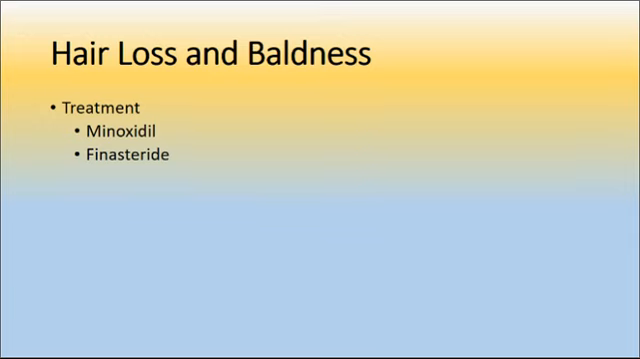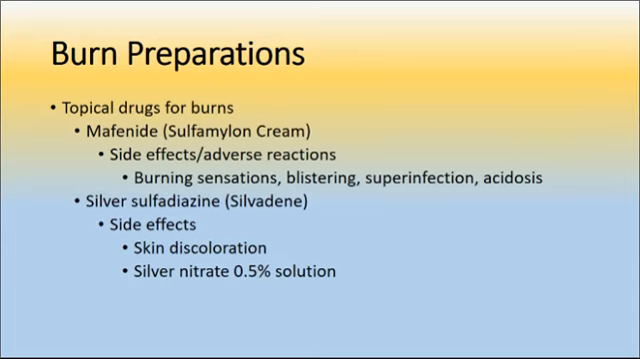Finasteride is an oral drug used for male baldness. Finasteride is one we talked about for BPH in previous chapters, but at the low dose it treats alopecia or hair loss in men only. Your text has a little section on sunscreens. I'm just going to go past that.